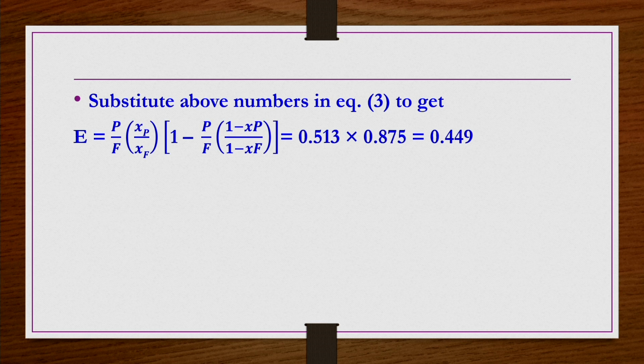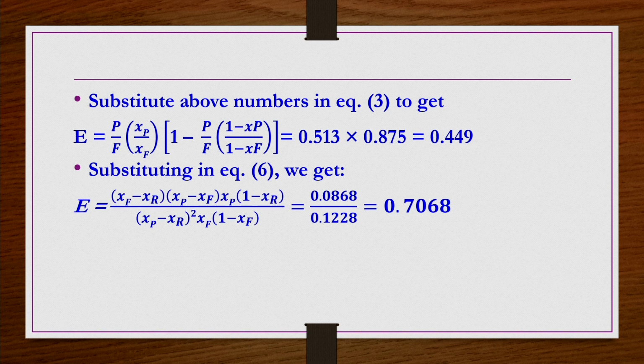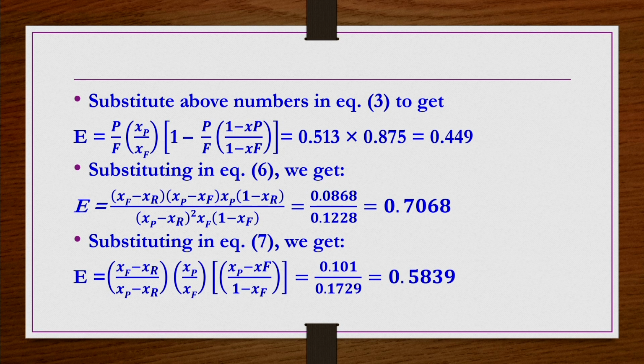Method 1, that is equation 3: if you substitute, you get E equals 0.449. Method 2, equation 6: if you substitute these XP, XR, XF values, you get E equals 0.7068. Method 3, if you substitute these values in equation number 7, you get 0.5839. Here XP is X suffix P and XF is X suffix F. So now you can see all three methods are giving three different values of the effectiveness.